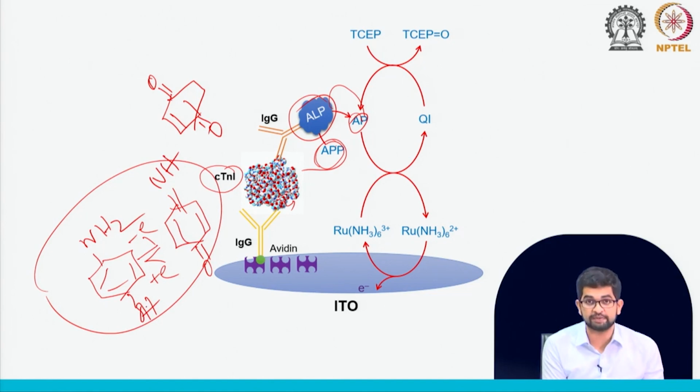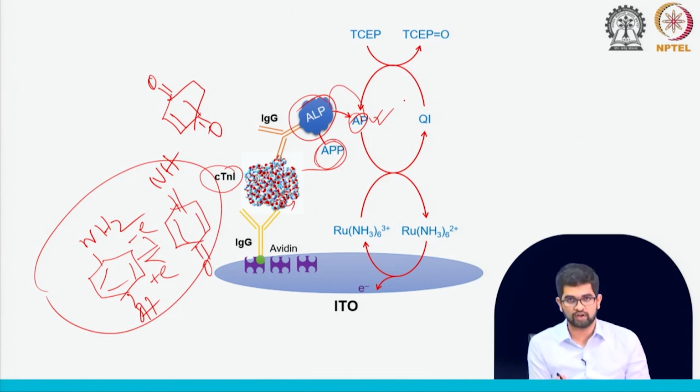So, this is a highly active species. So, this ALP is basically helping to generate a highly electroactive species from APP. So, AP is a highly electroactive species, but APP is not a highly electroactive species.